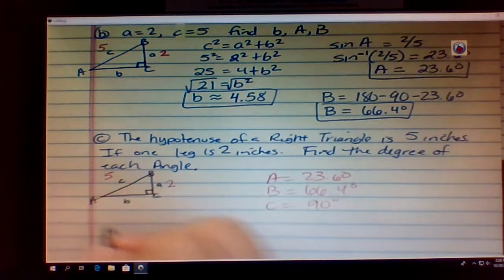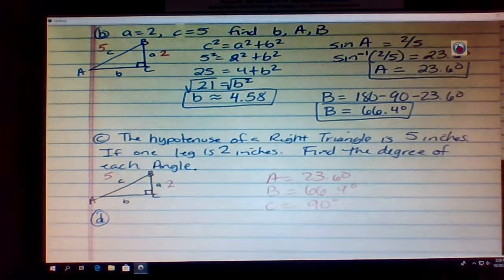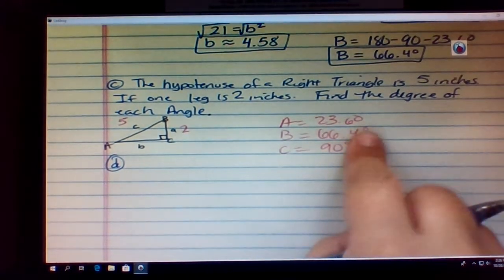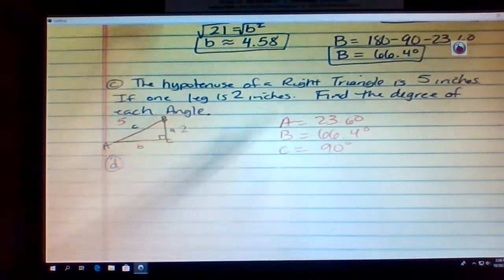For D, the only reason we didn't do any work was because it was exactly the same numbers as the previous problem. Just let it be.